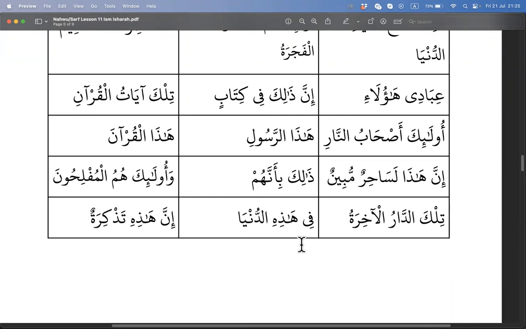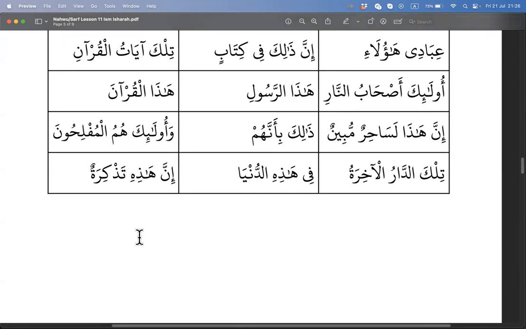Next one: fi hadhihi dunya. So this is a fragment. Is hadhihi half of jar, or fi is half of jar? Fi is half of jar. Hadhihi is majrur. Yes, good. So that will make ad-dunya what status? Jar also, because it's a fragment. Fragment must match in the four properties. Good. Next one: Inna hadhihi tadhkirah. Sentence. Yes, hadhihi is what status? Nasab, because of the inna. Yes, very good.